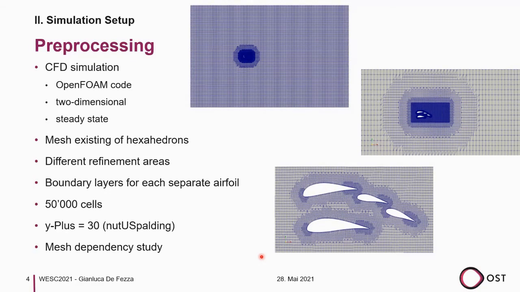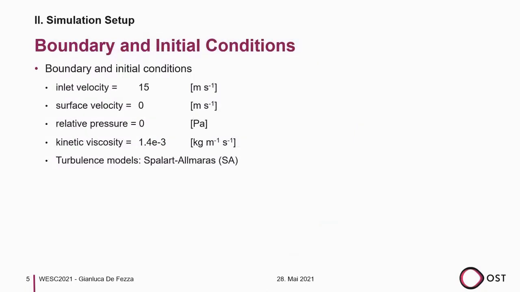And of course, before the simulations were carried out, a mesh dependency study was completed in order to get the most accurate meshes for the simulations. Some boundary and initial conditions: the initial velocity was 50 meters per second, and apart from other conditions, the Spalart-Allmaras turbulence model was used because there were no significant differences in the results between the other turbulence models, and the one equation model is comparatively more efficient.